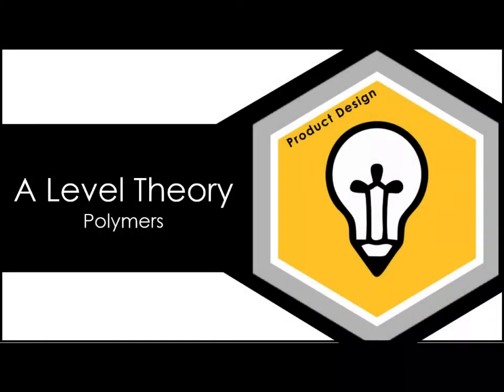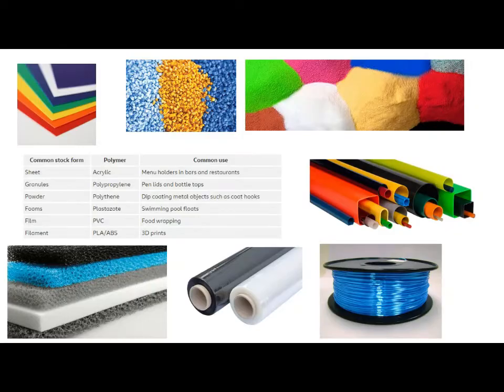Hi everyone, today we are going to be talking about polymers, all of the different plastics that you need to know for the A-level exams. So straight away, there are some stock forms that you need to be aware of. Just like in previous videos, there's stock forms of metals, stock forms of woods. There are different types of stock forms of polymers. So polymers come in the following stock forms.